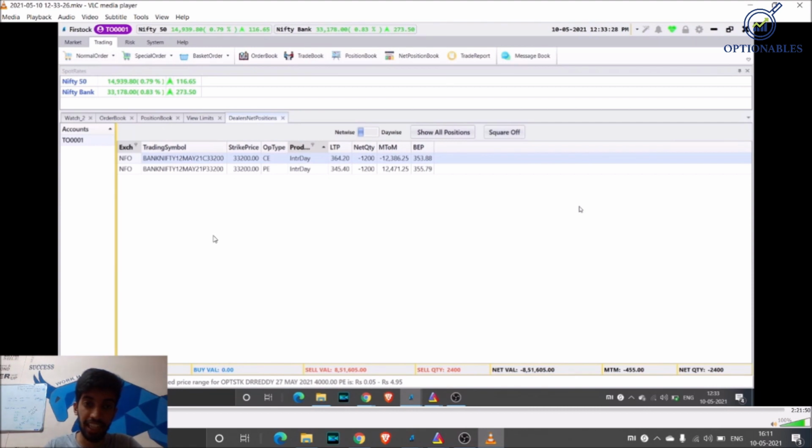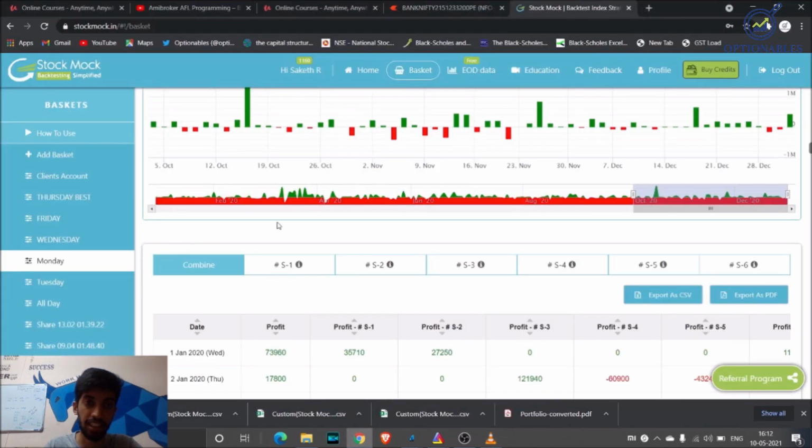So we have already entered the trade at 12:30. You can see the quantity here, 1200 shorted, and you can see the break-even prices also. I have shorted almost at the same price. So both have been almost shorted at 350 rupees only. Let me just open the chart on Kite.